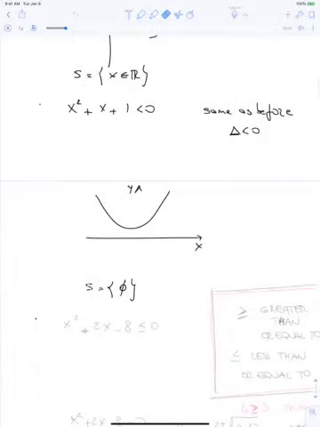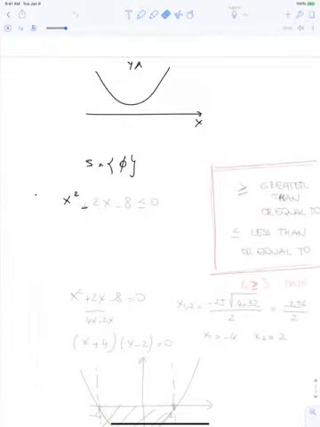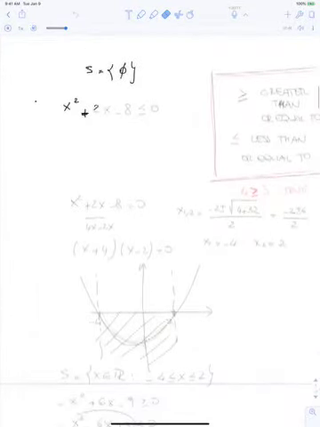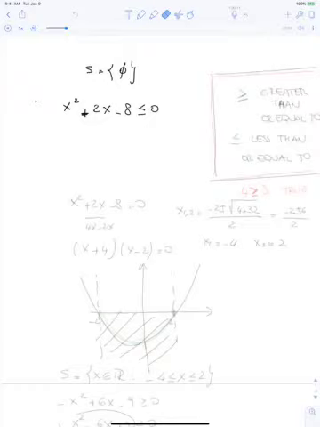Well, let's do one more time. x squared, or well, let's maybe a couple. 2x minus 8 less than or equal to 0. Now, remember that we read this sign greater than or equal to 0.